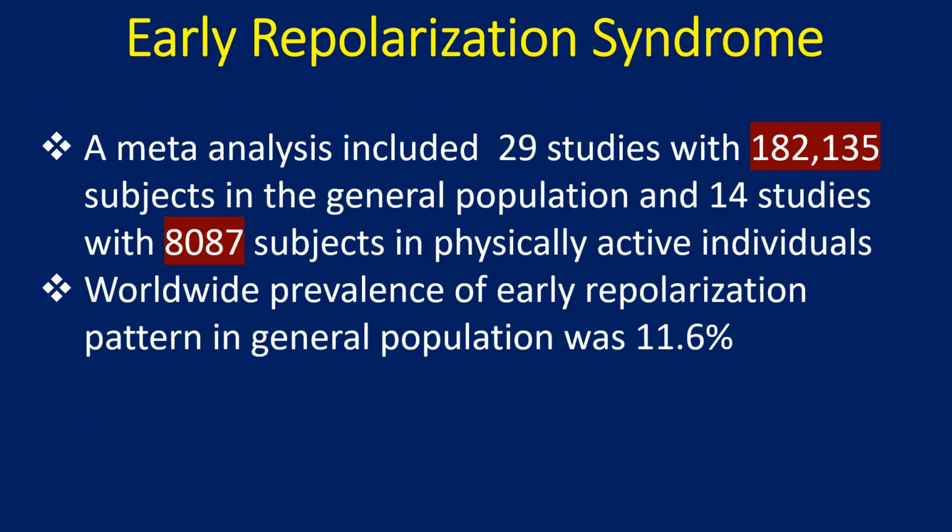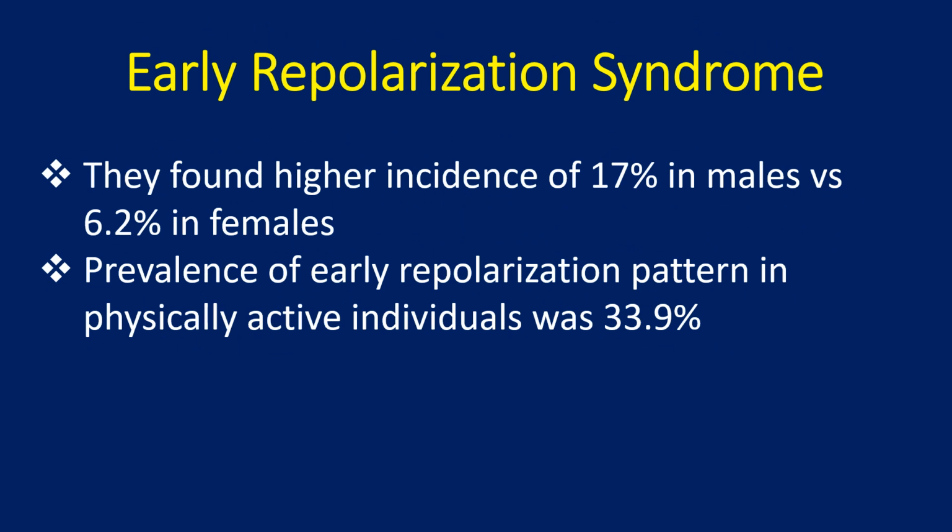A meta-analysis included 29 studies with 182,135 subjects in the general population and 14 studies with 8,087 subjects in physically active individuals. Worldwide prevalence of early repolarization pattern in general population was 11.6%. They found higher incidence of 17% in males versus 6.2% in females. Prevalence of early repolarization pattern in physically active individuals was 33.9%.